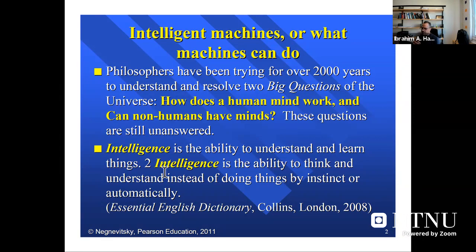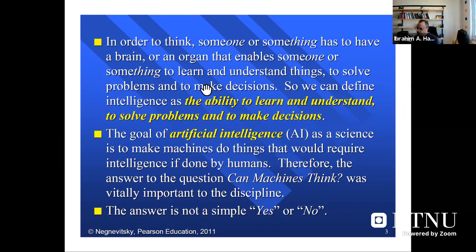So intelligence is the ability to understand and learn things. Intelligence is the ability to think and understand instead of doing things by instinct or automatically. So in order to think, someone or something has to have a brain, which is an organ that enables someone or something to learn and understand things, correct? To solve a problem, to make decisions. We can define intelligence as the ability to learn and understand, to solve problems and to make decisions.